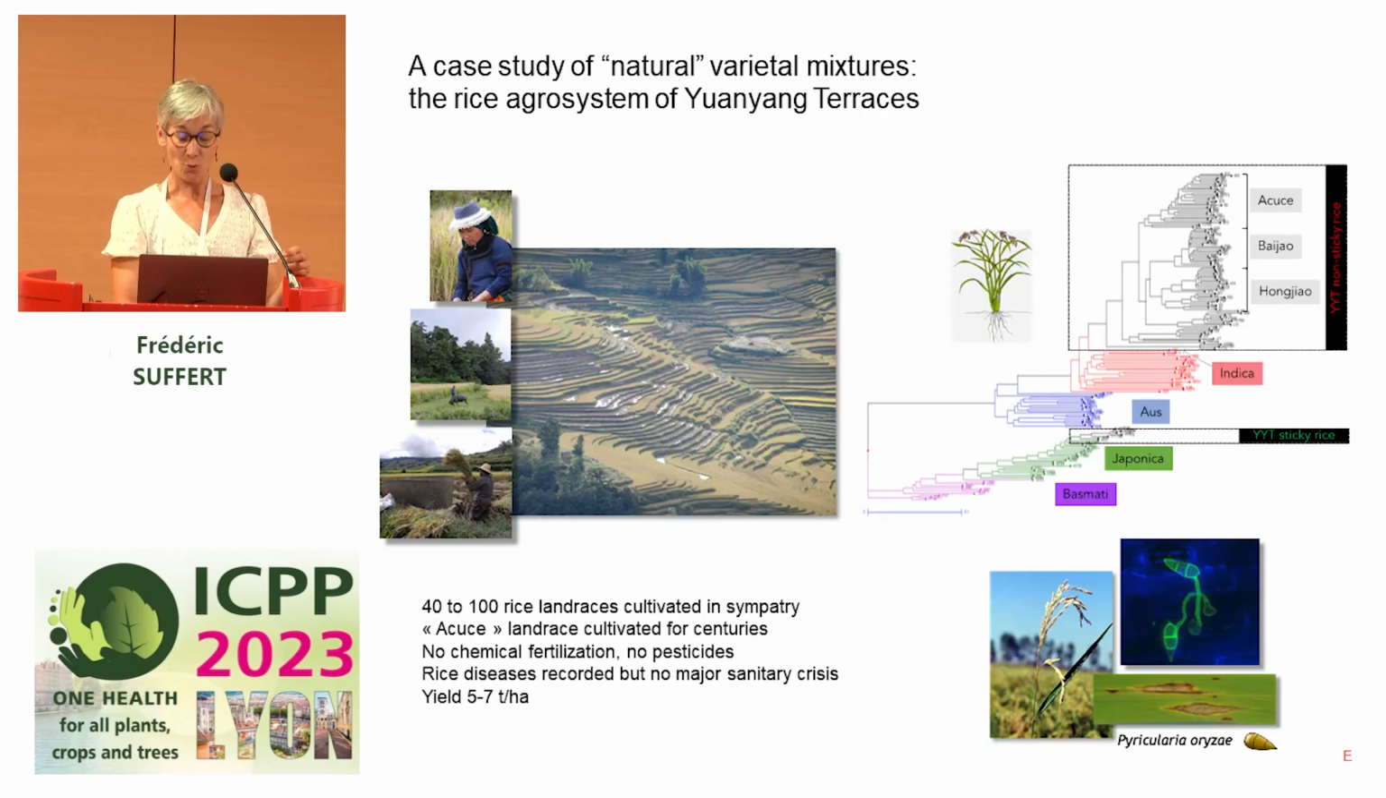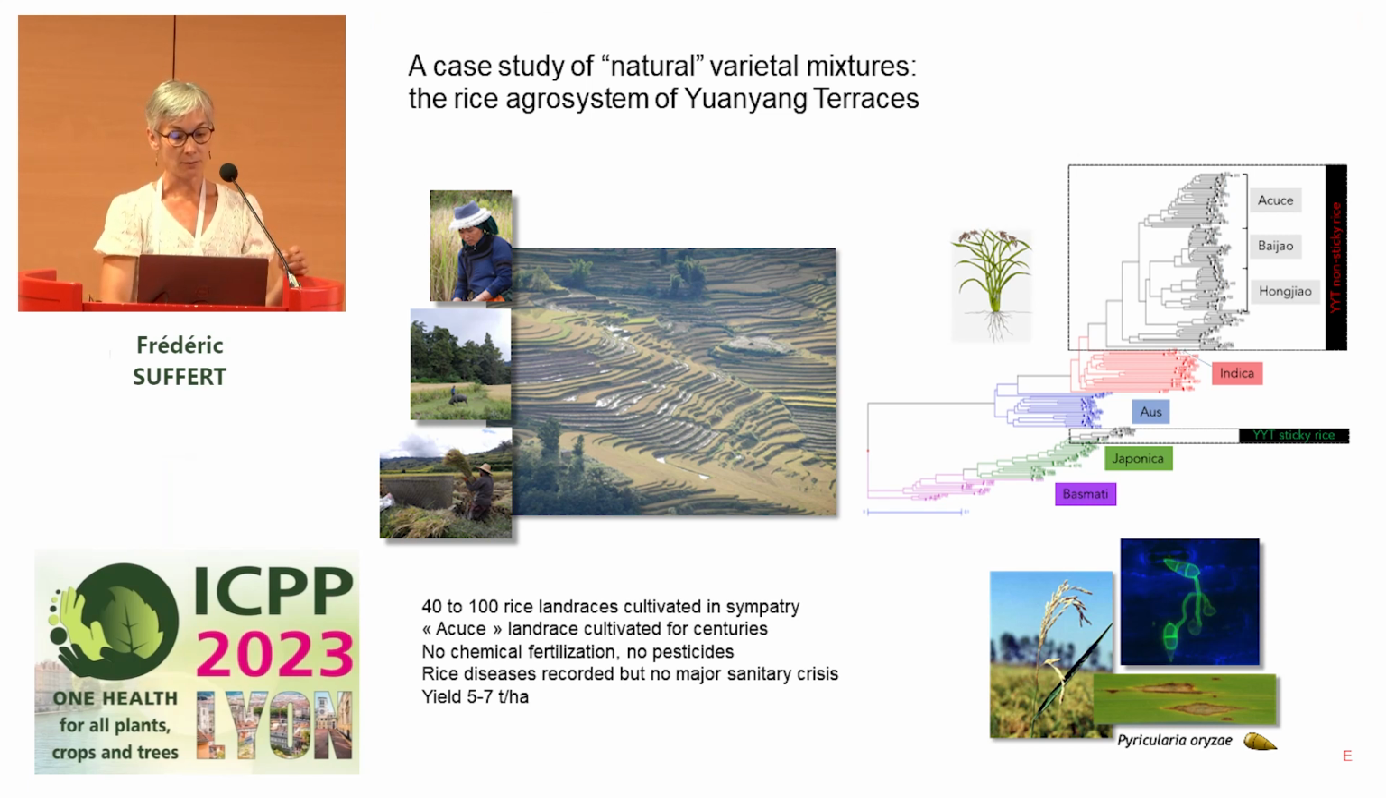So this was a picture of the Yuanyang terraces. You have to trust me. The Yuanyang terraces are situated in the Yunnan province, south of China. The landscape is constituted of small paddy fields that are built all along the mountain slopes. And the particularity of this system is that you have a huge amount of different varieties that are cultivated in sympatry.